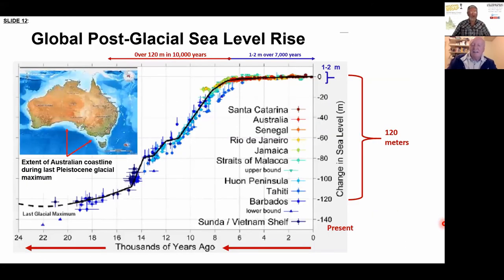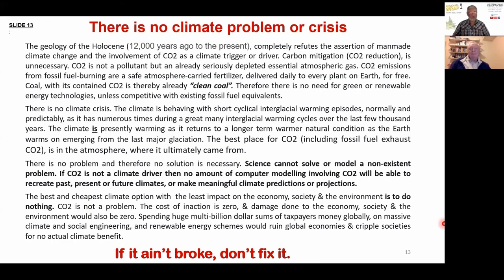This is my last statement. So this is my final statement here. So I'll just give this one. There is no climate problem or crisis. The geology of the Holocene, 12,000 years ago to the present, completely refutes the assertion of man-made climate change and the involvement of carbon dioxide as a climate trigger or a driver.